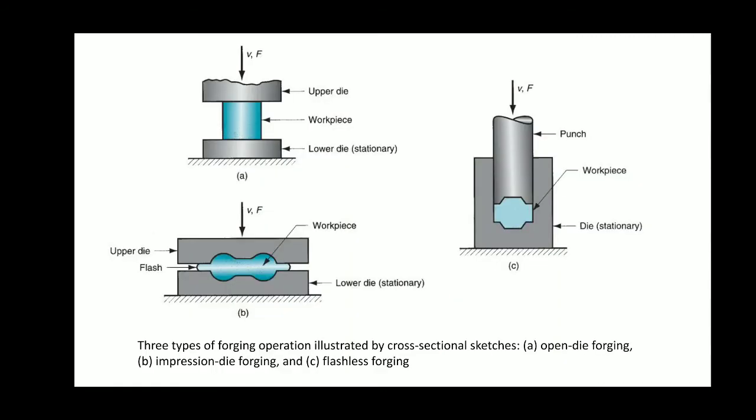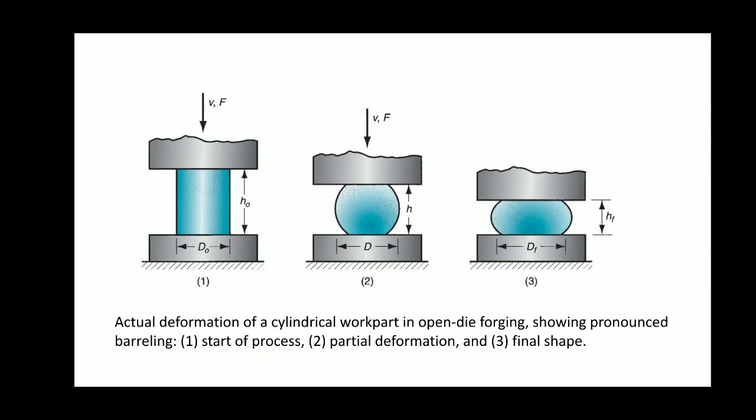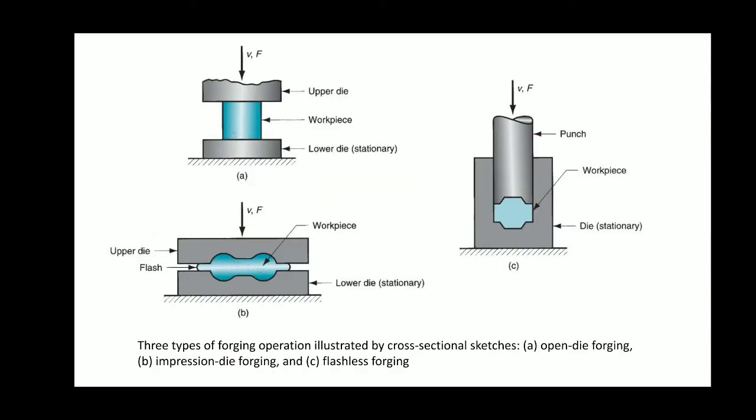Now once again, a similar kind of thing only. So here are the three different types of forging operations. Okay, so it's being illustrated by cross-sectional sketches. So the first figure shows the open die forging, where directly within the two dies, upper die and lower die, we have the workpiece, and you're applying the force. Generally the upper die moves and the lower die is fixed, and there is no contour given to the die, so that's open die forging.